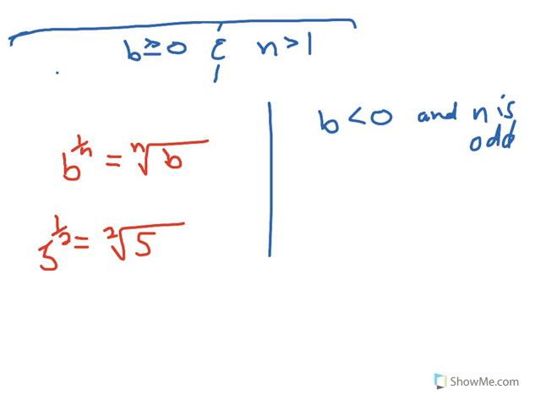Example, when b is less than 0, say -2, and n is odd, say it's to the 1/3, that would be the cube root of -2. One more definition, then we just have some examples.